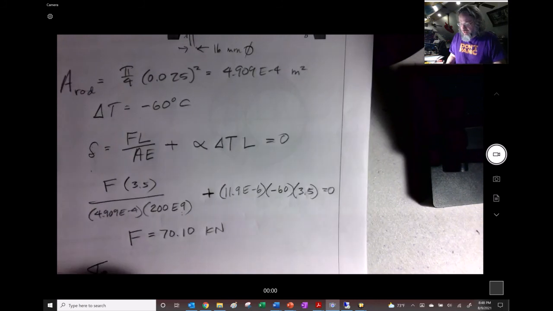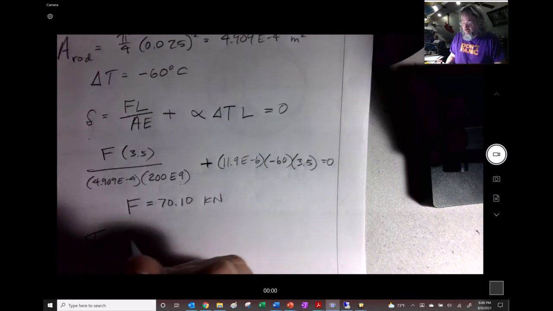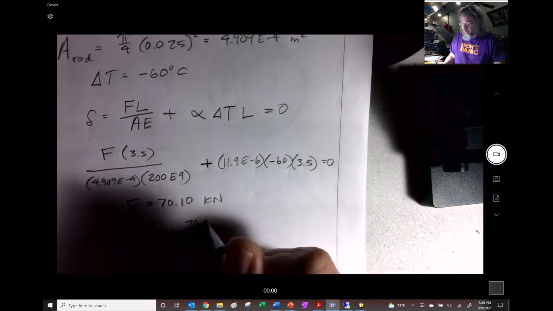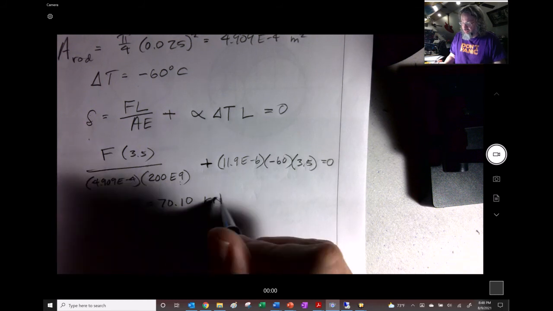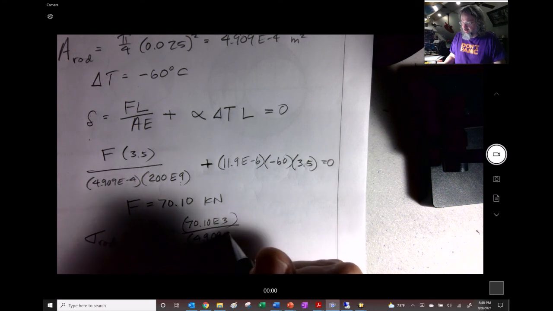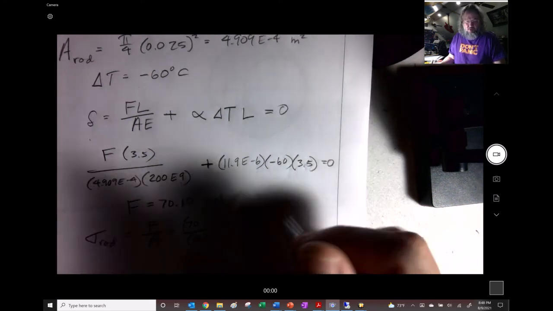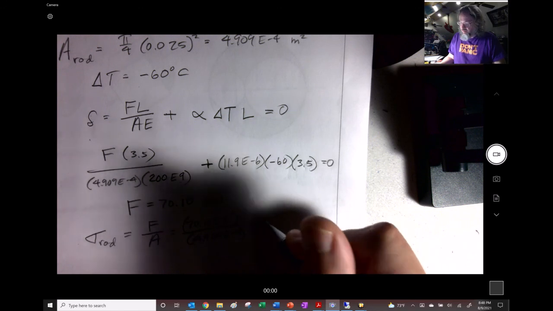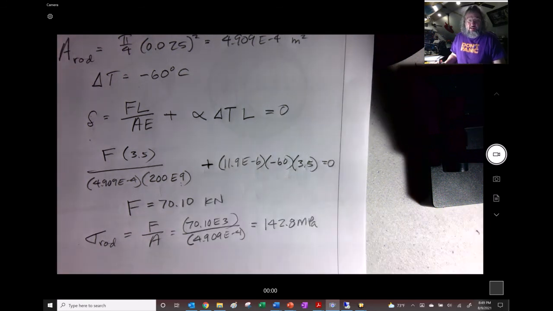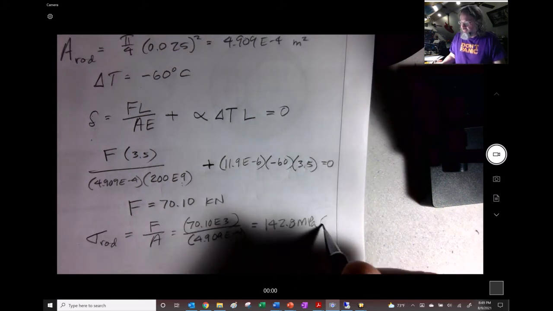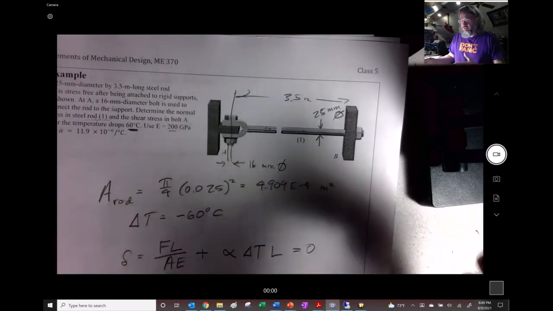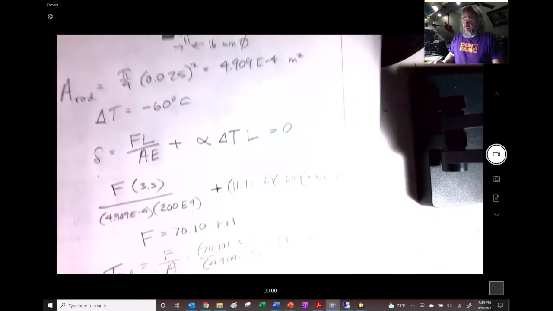So the force in the rod, the stress in the rod, is just going to be F over A. Or we could say 70.1 E3, right? This is kilonewtons, divided by my 4.909 E minus 4. And that's going to be equal to, what do we got? 142.8 megapascals. And, oh, by the way, that's going to be in tension, right? Because I made a mistake. It's dropping in temperature, so it's contracting. So that's why it's going to end up being in tension.